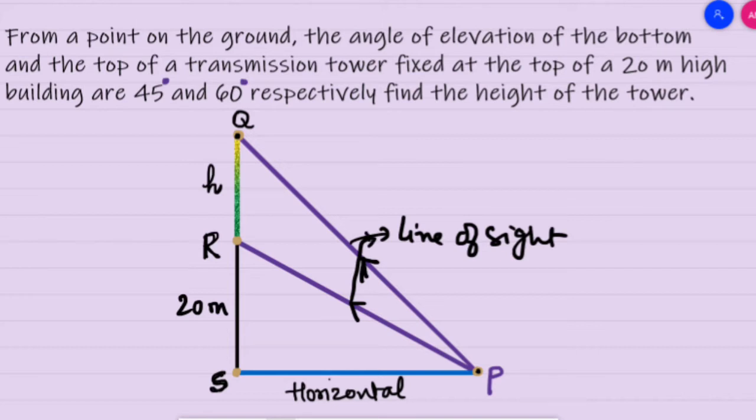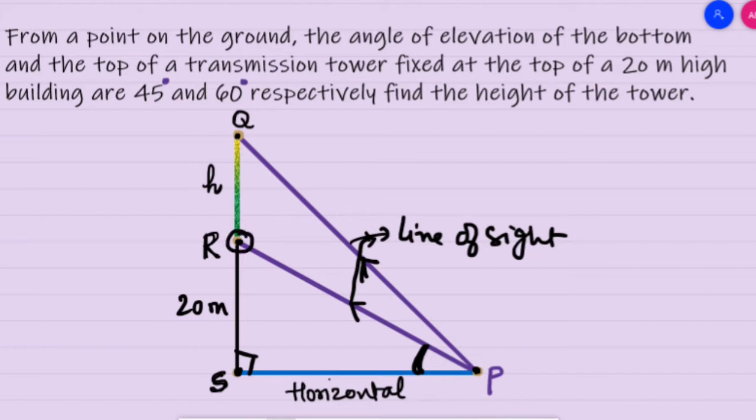And always the line of sight makes an angle with the horizontal. See, if you join S and P, this becomes the horizontal, and SQ is your vertical line. SQ is making angle 90 with SP. Okay, so this is the angle of elevation from the point P to the bottom of the tower.